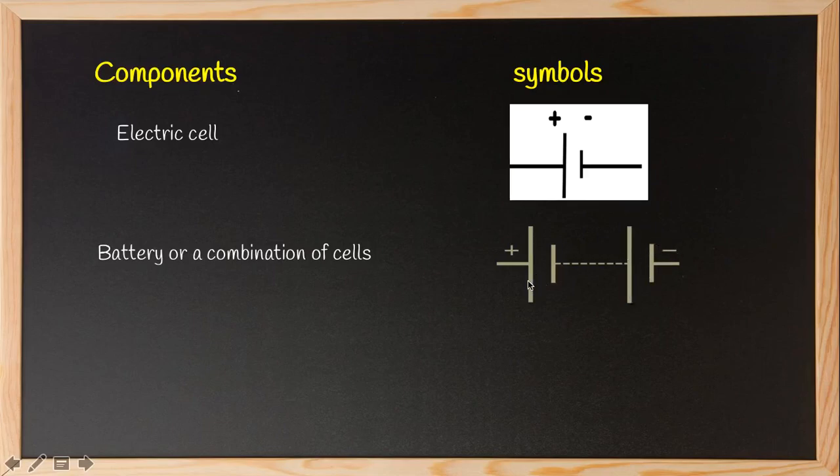You can see 1, 2. So two cells can be seen. This is a single cell, and here you can see two cells. This is nothing but a battery or a combination of cells. If you have to represent a combination of cells or a battery, then you have to represent it with this symbol. And the next one is a plug key or a switch open.